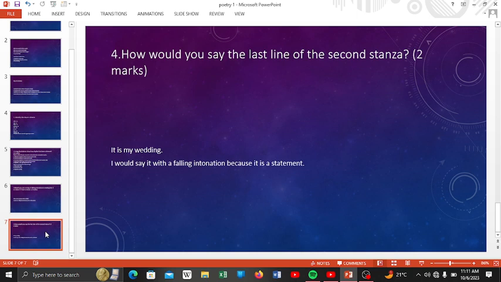So when you're saying something with finality, apart from it being at the end of the poem, we use a falling intonation. So if you want to show that you're very confident, always sound like you are sure of what you say by using a final tone. It kind of shows that you're authoritative. So it's a falling intonation because it's a statement.